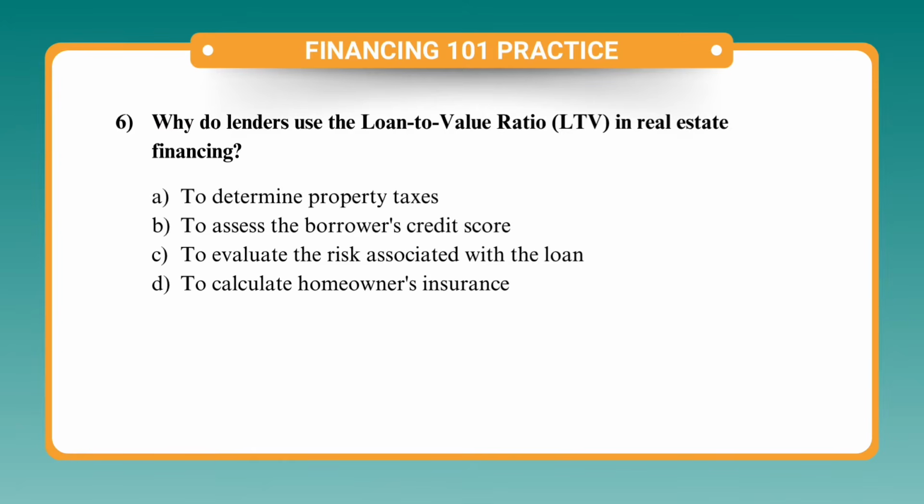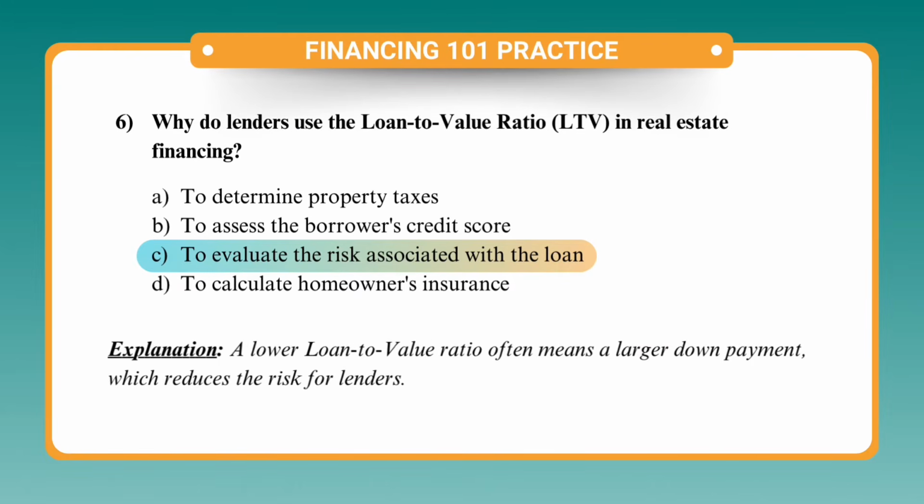Number 6, why do lenders use the loan-to-value ratio or LTV in real estate financing? Is it A, to determine property taxes, B, to assess the borrower's credit score, C, to evaluate the risk associated with the loan, or D, to calculate homeowners insurance? The answer is C, to evaluate the risk associated with the loan. A lower LTV often means a larger down payment, which reduces the risk for lenders.